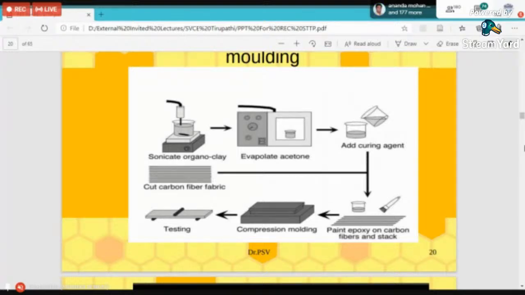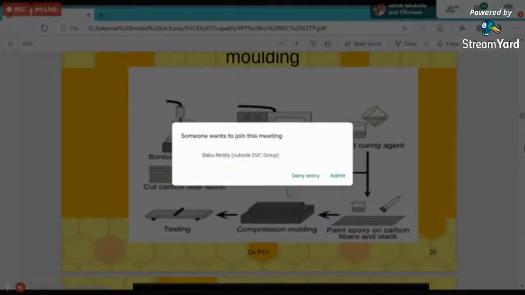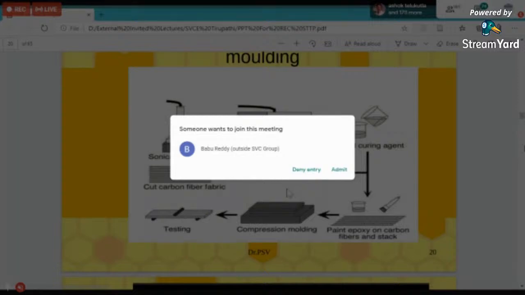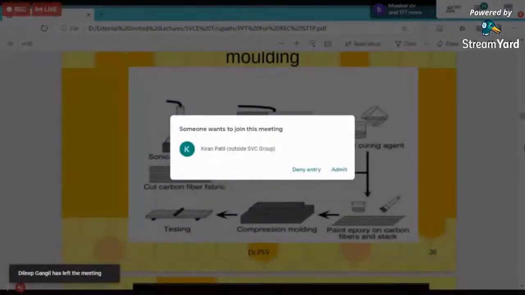So one of the techniques is the compression molding technique. Every industry has this type of setup, because this setup is easy and user friendly, and you need not have any background knowledge in order to operate this type of machine.